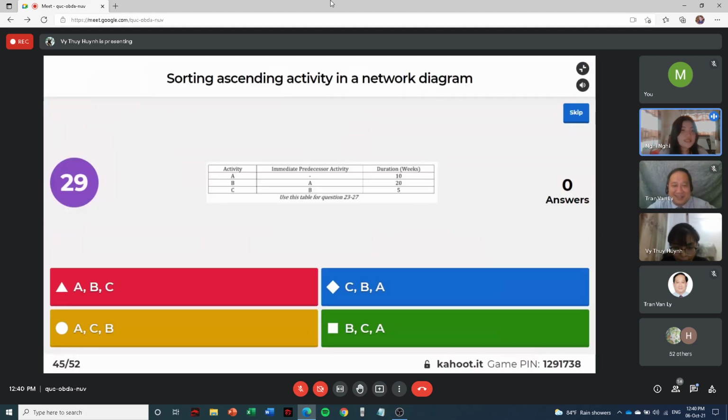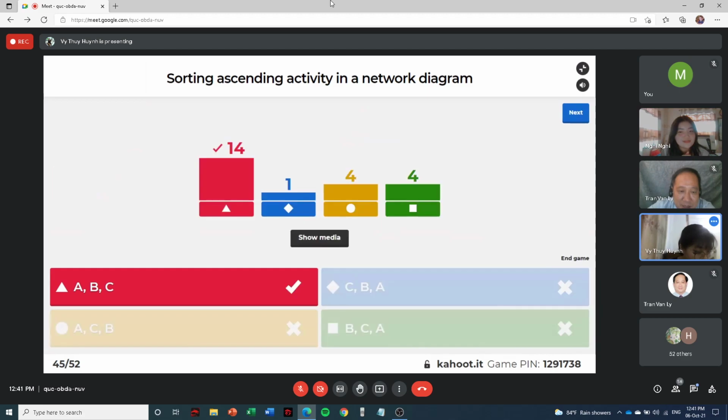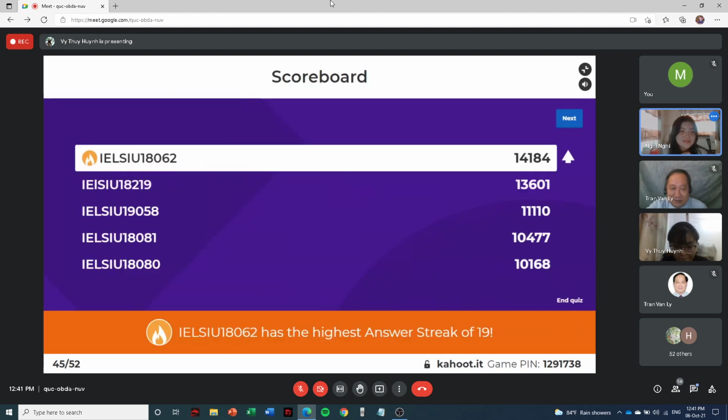Okay. Sorting ascending activity in a network diagram. We have activities and their immediate predecessor activities. So we sort it in ascending order. Yeah, it's A, B, C. Not tricky at all.